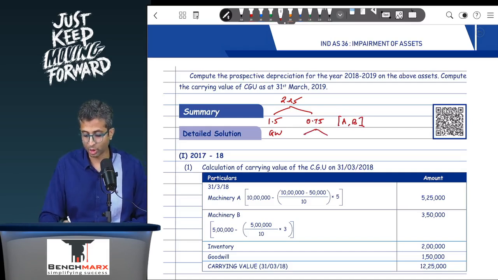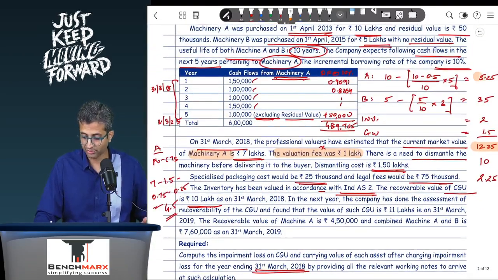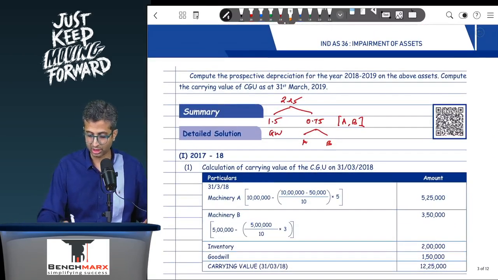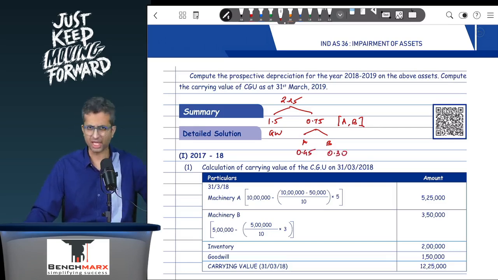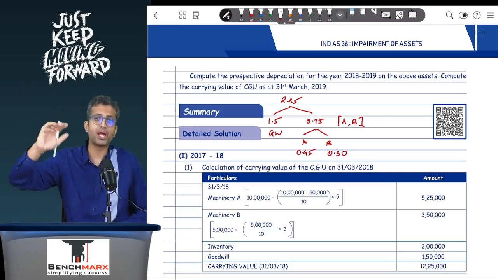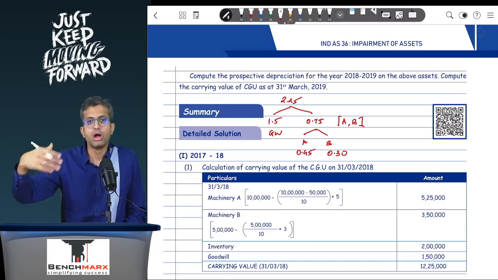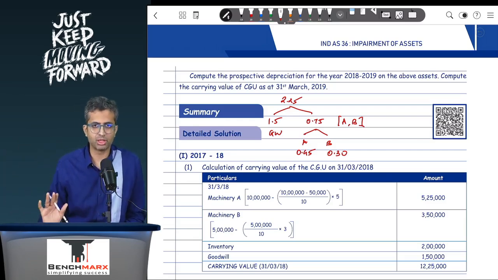Now, how much of this loss will be borne by machinery A and how much by machinery B? Well, it will be in the ratio of carrying value, that is 75,000 into 5.25 upon 5.25 plus 3.5. If you sit and calculate, this will come to around 45,000, and this will come to around 30,000. So this is in the ratio of carrying value again. This is 75,000 into 5,25,000 upon 5,25,000 plus 3,50,000. And for machinery B, 75,000 into 3,50,000 upon 5,25,000 plus 3,50,000.